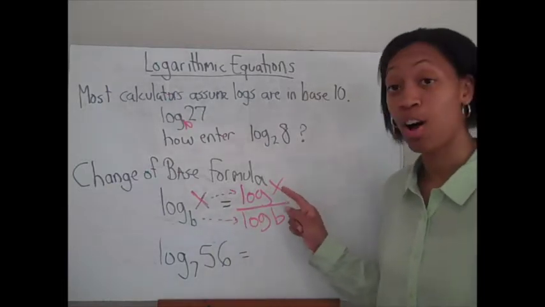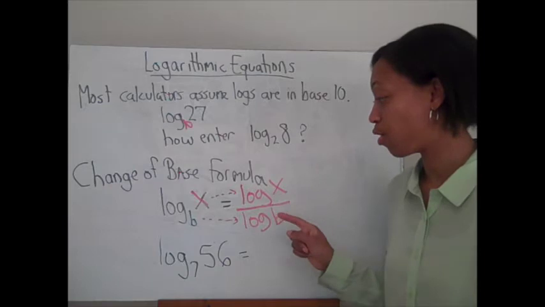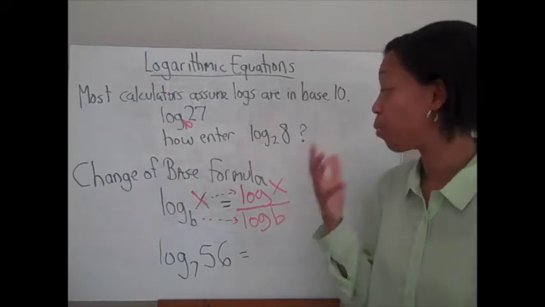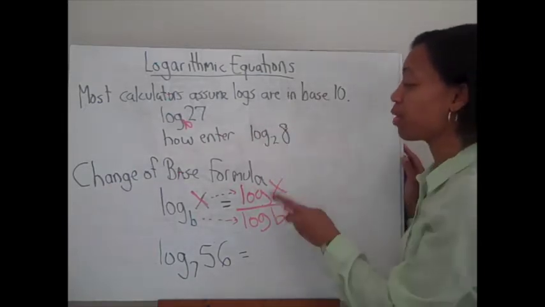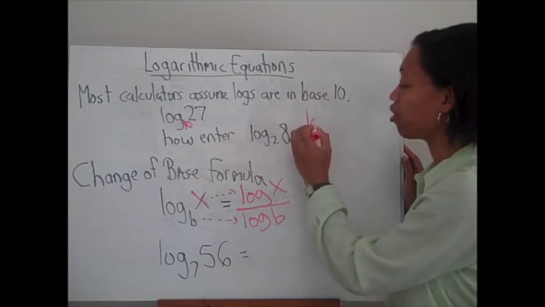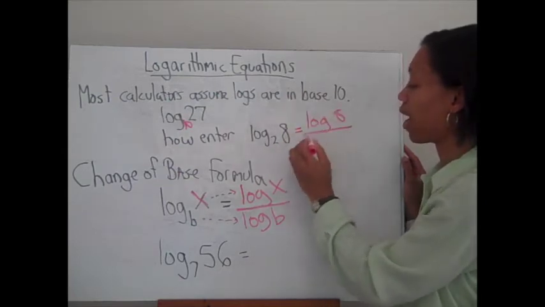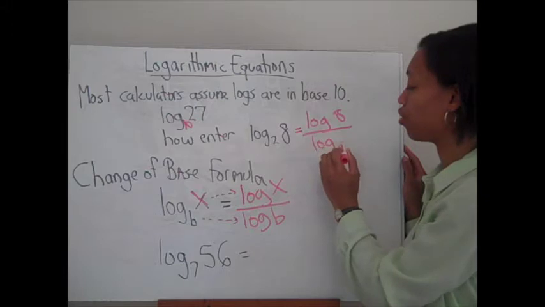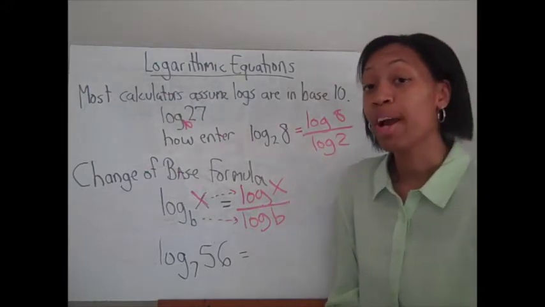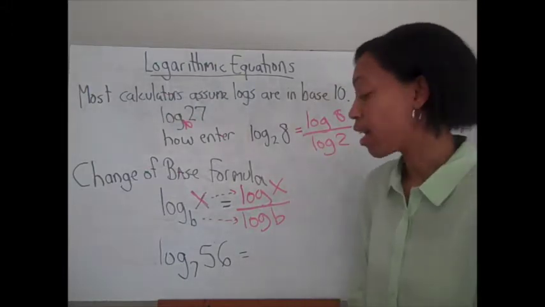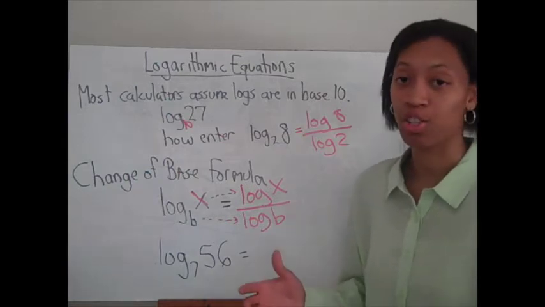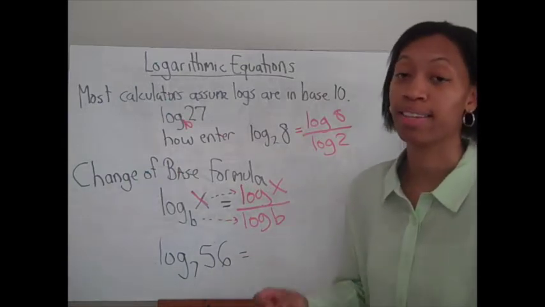So you can put log x over log b, and that way when you put it in your calculator you can get an answer. So how do you enter this? By entering log 8 divided by log 2. Now when you are using your TI Inspires, they do not just assume it's in base 10, you have to put that 10 in.